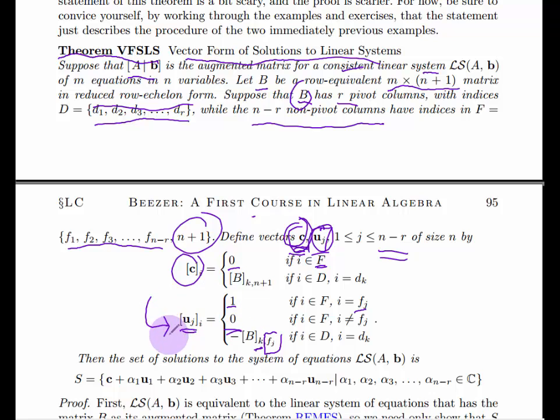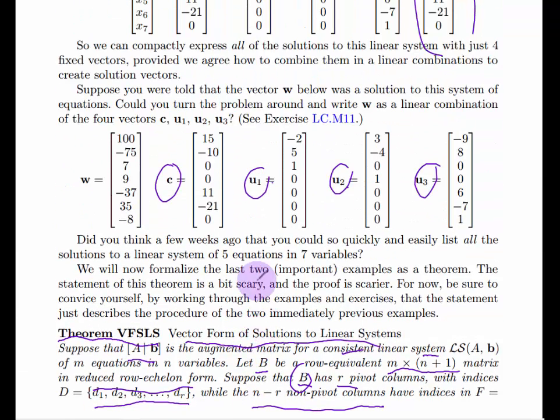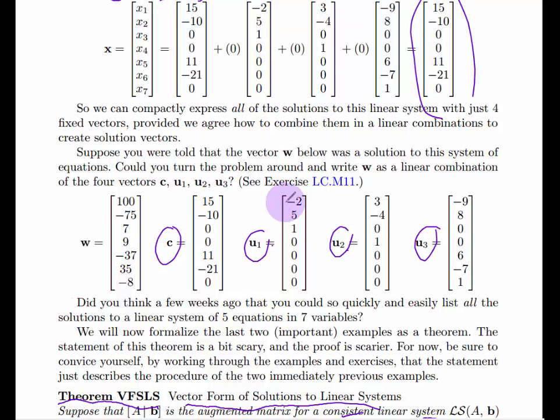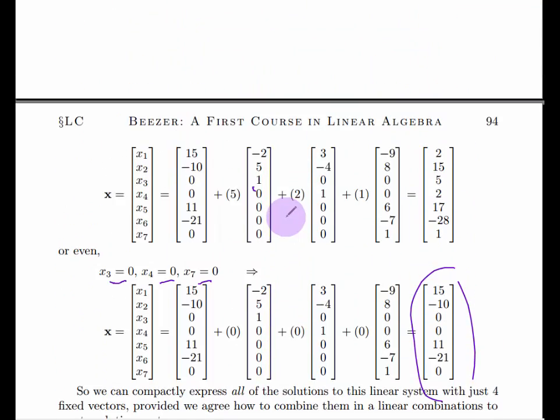Okay, so this one's a little bit harder to follow, but if you look at the particular examples, you'll see how this works. For instance, look at the example here. To get this vector u1 here, minus 2, 5, 1, how did that come about from the original augmented matrix? Well, from the original row reduced matrix. Let's see how that works. Well, our three pivot variables were x1, x2, x3.